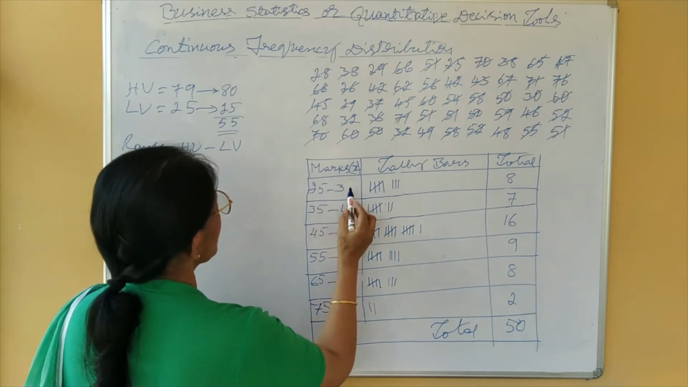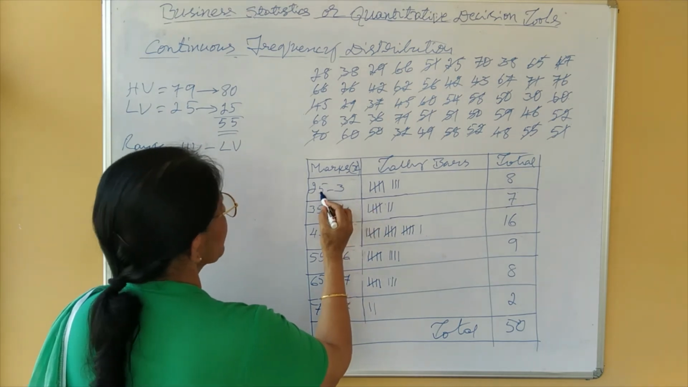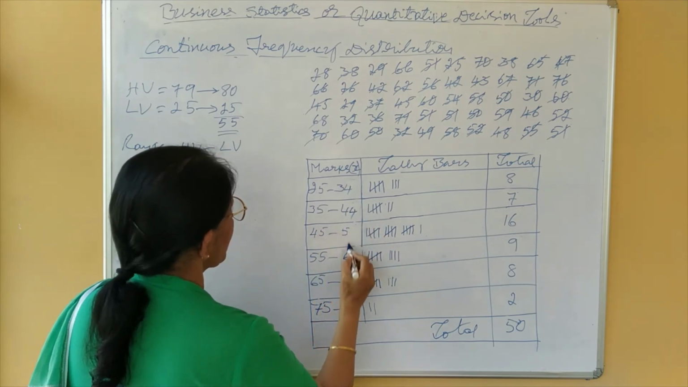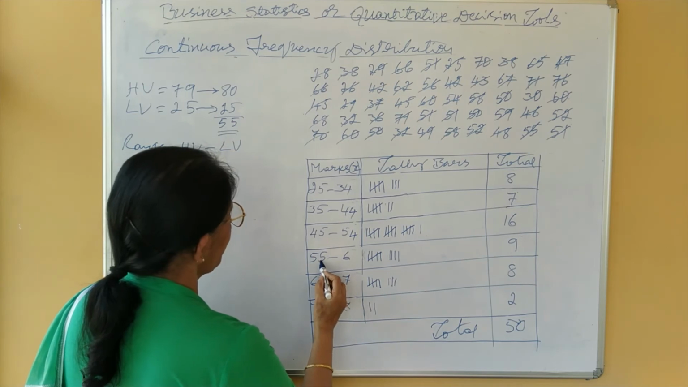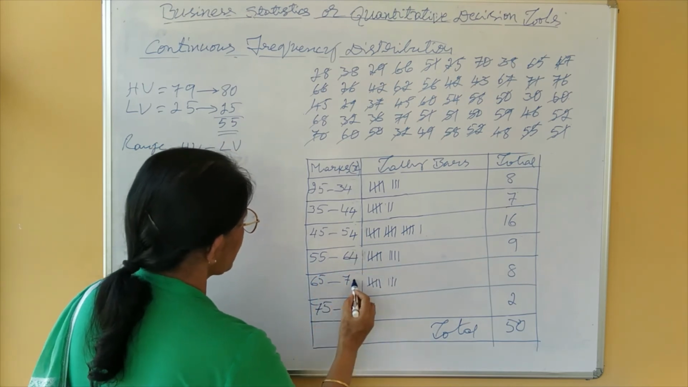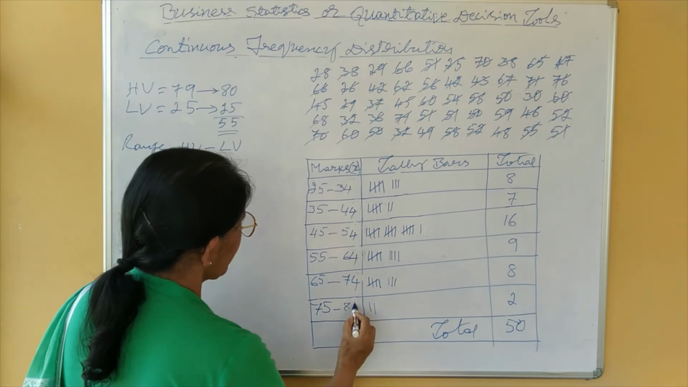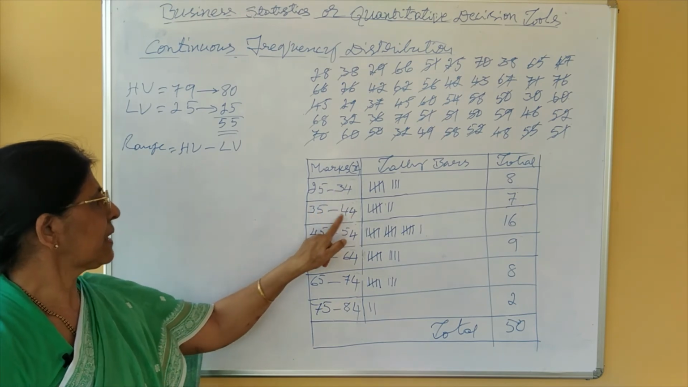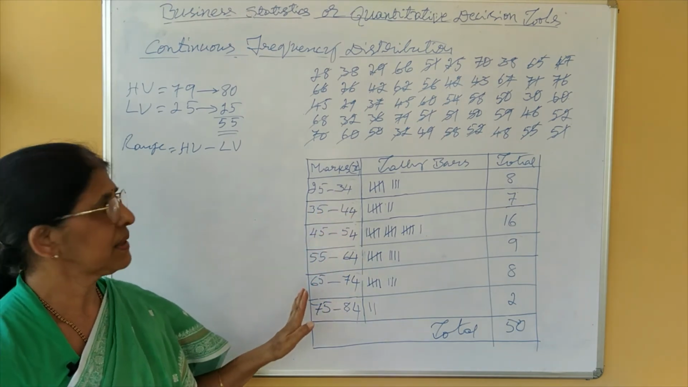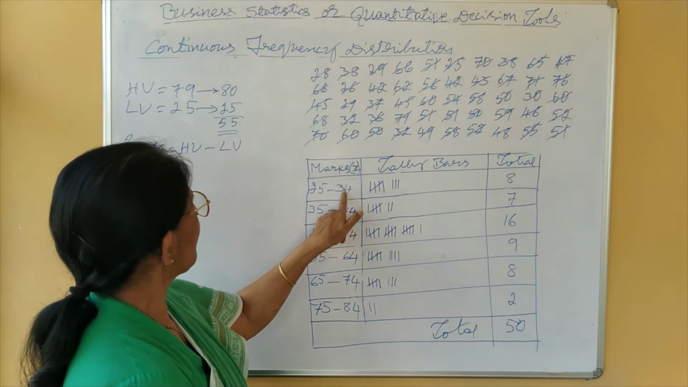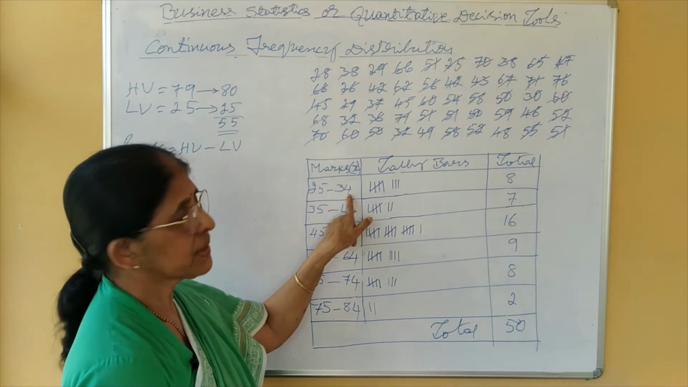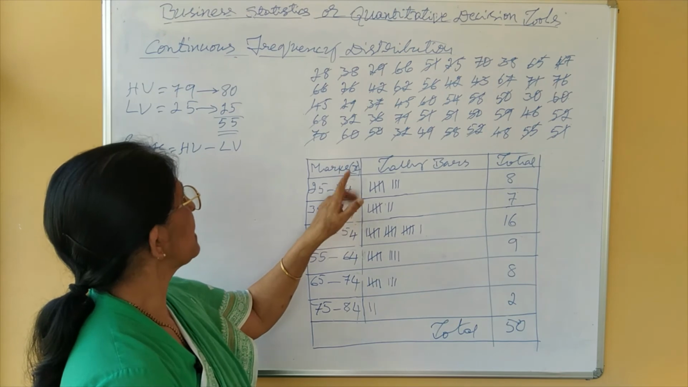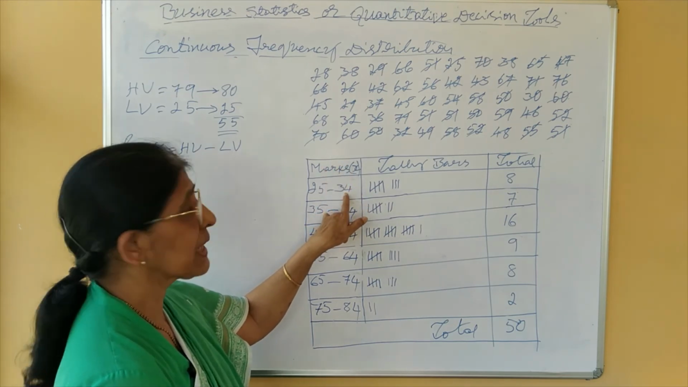That means here we have to take 25 to 34, 35 to 44, 45 to 54, 55 to 64, 65 to 74 and 75 to 84. Now you see, the upper limit of any class is not equal to the lower limit of the next class. Here we consider the values from 25 to 34. Here the upper limit is included under the inclusive method. Therefore, if there is a value 34, we consider it in this class itself.